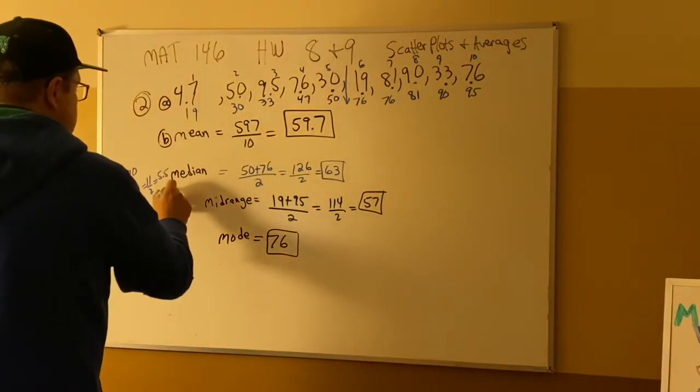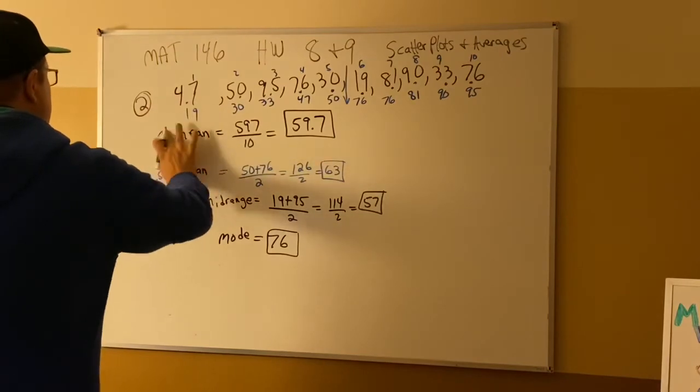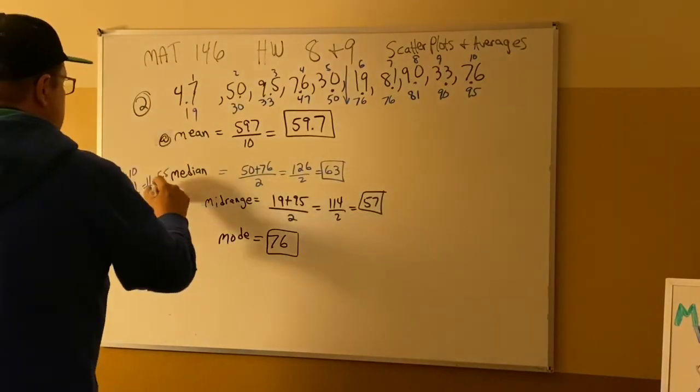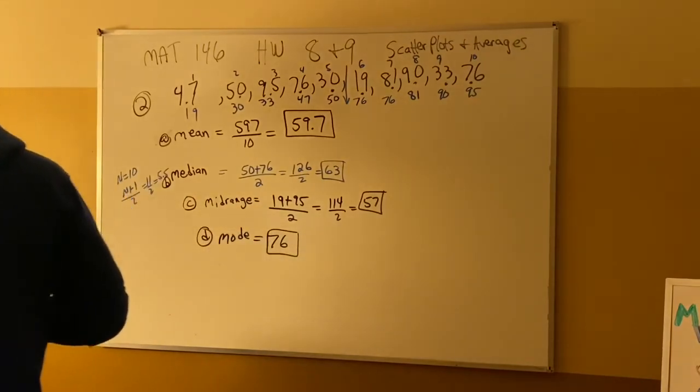B, and also, no, putting it in order wasn't A. A was to find the mean, B was to find the median, C was to find the mid-range, and D was to find the mode. I'll be able to do that.